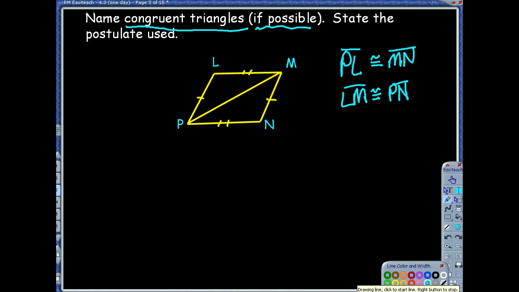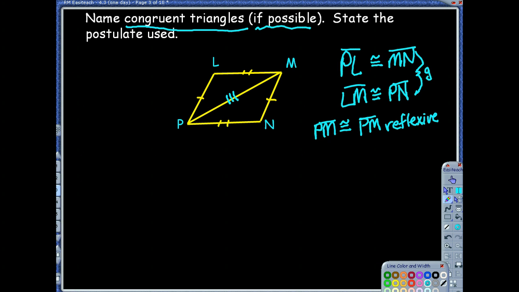But their third sides for each triangle, they share that side, PM. So the question is, is PM going to be congruent to itself? We talked about this yesterday. That's that reflexive property idea. So segment PM is congruent to segment PM because of the reflexive property. So I have enough information. There are some congruent triangles because I have 3 congruent pairs of sides. Okay, so let's name them.